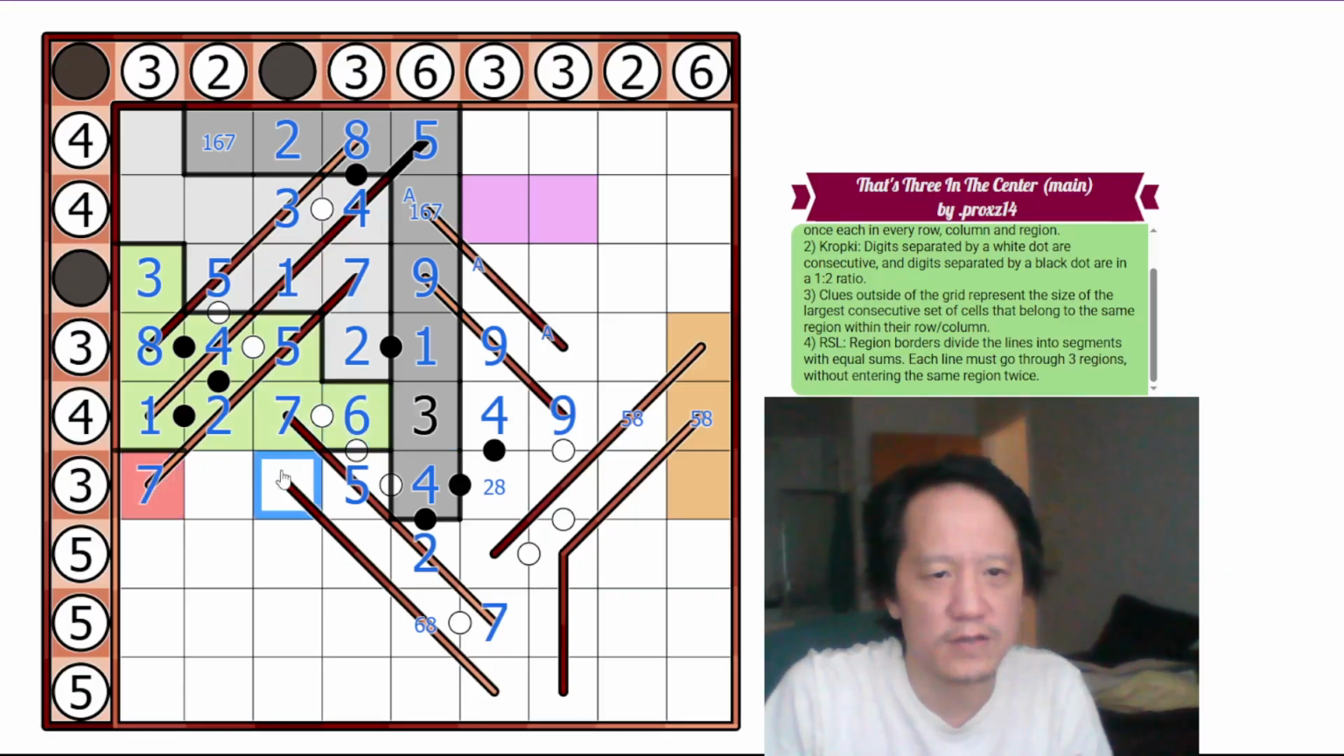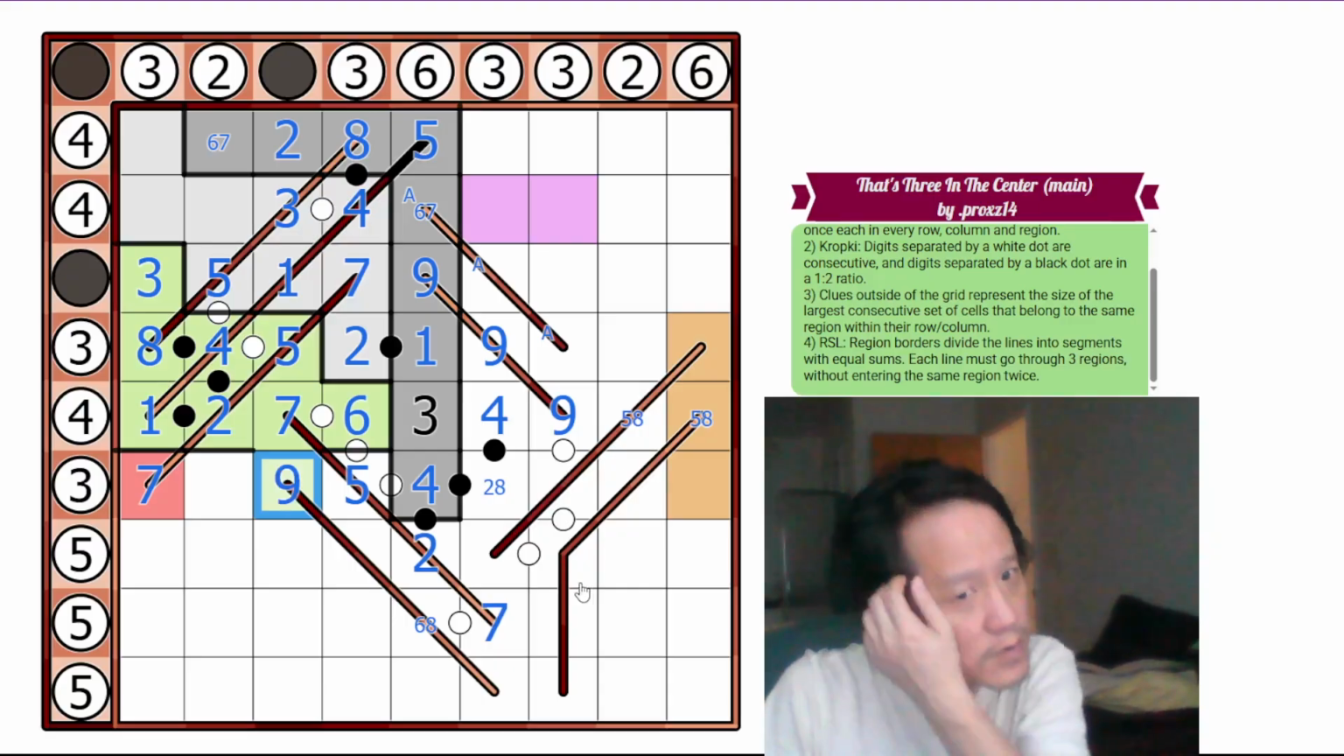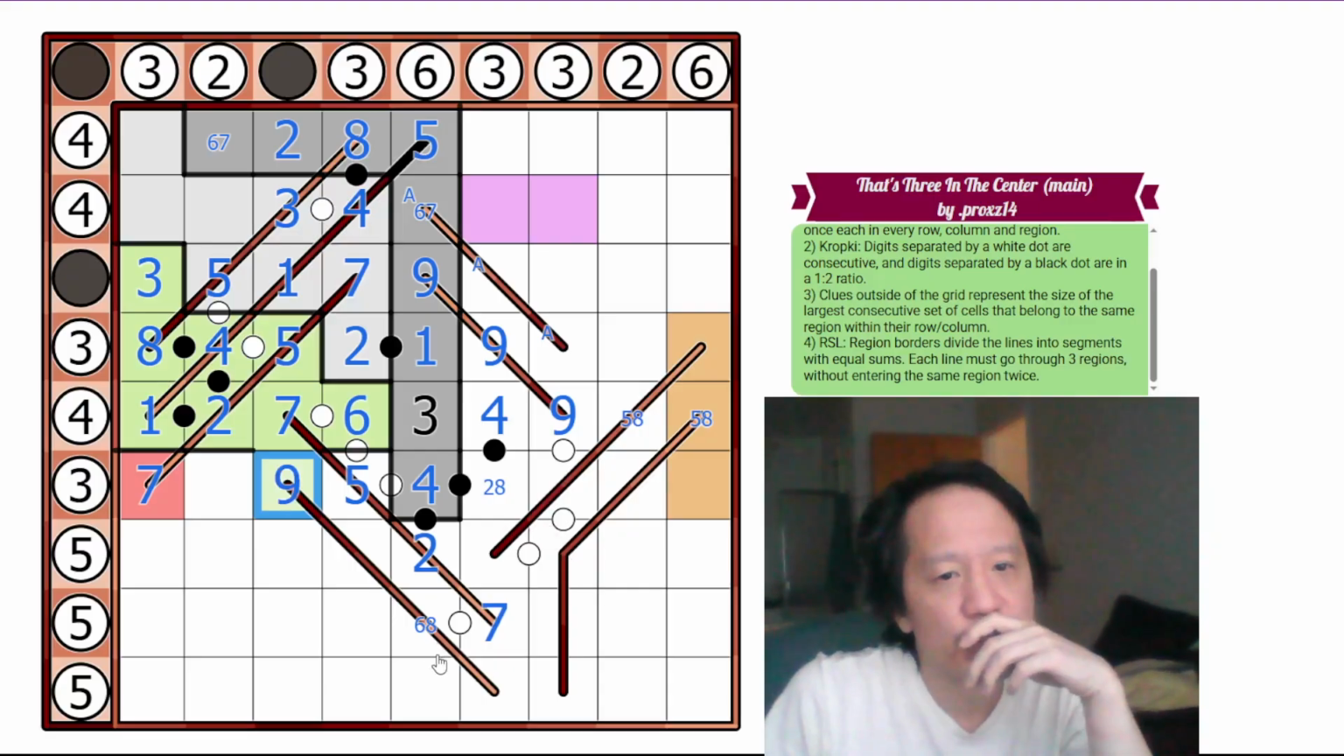Okay, so there's that. 9 has to be one of these two. This can't be 1. This can't be 1. And, okay, so this is 4. This is 4. 3, 4. So that's fine. 3 here, 2 here. So it cannot go here, therefore this is green. And this must be 9. This is the same region, so this is all done.